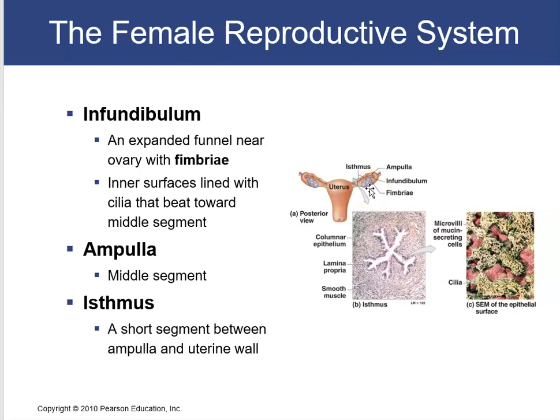Now, the inner surface of the infundibulum is lined with cilia, and these will beat with a rhythmic pattern that creates these currents that help to draw the egg toward the infundibulum, and then once in, will help to move the egg toward the middle segment of the uterine tube. The ampulla is this middle portion, and then the isthmus is the shorter segment between the ampulla and the uterine wall. It's the isthmus that opens into the uterus.